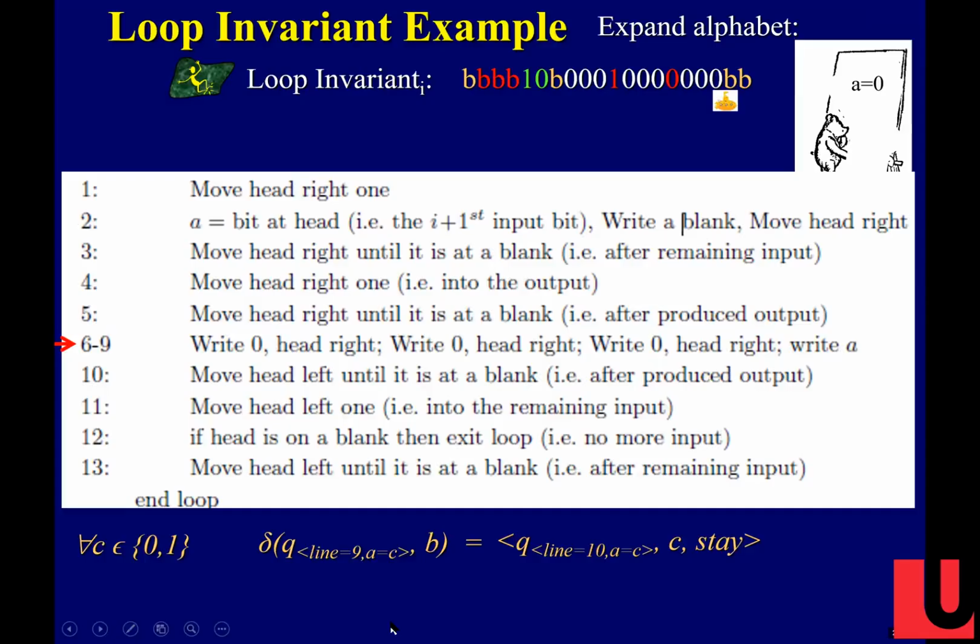How do I do that? Well, I'm in a state which knows the value of A, and so depending on the state I'm in, it's going to write. I'm going to then write the value of C. And C is 0, basically, because A is now 0. In this case, if C was 0, there would be a 0 stored here, and I would be in state line 9, A equals 0, and I would write a 0. If C was 1, there would be a 1 stored here, and I'd be in state line 9, A equals 1, and I'd be writing a 1. Does that make sense?